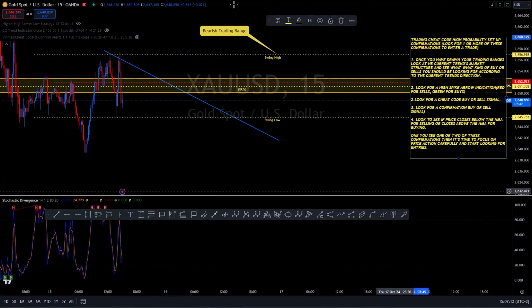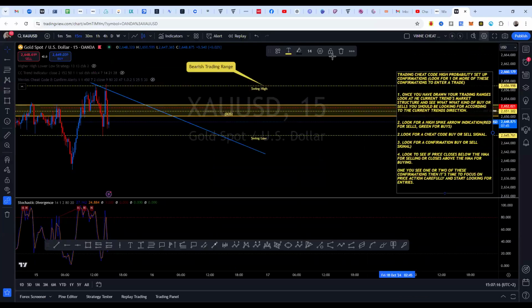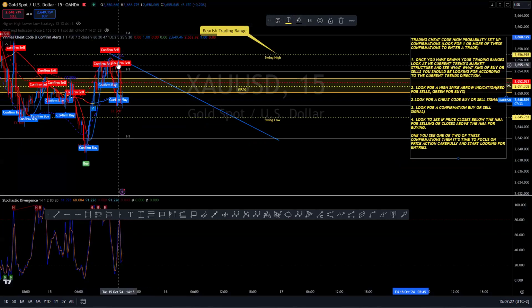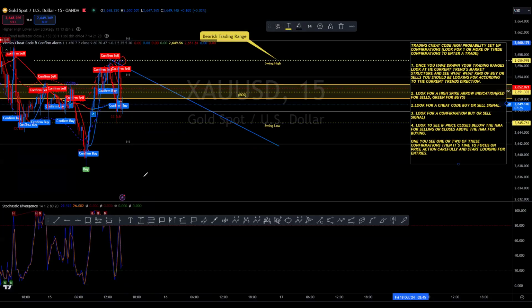So let's go ahead and turn on the cheat code indicator and see where the Bollinger Bands lie. The top Bollinger Band is right up to here. The bottom of the Bollinger Band is down in here. Now, price broke this structure, so it might buy up to this structure up to here and then push it down. That's what I'm thinking.